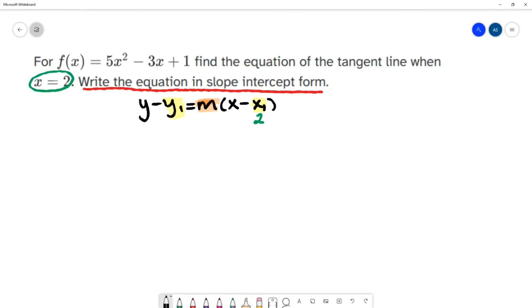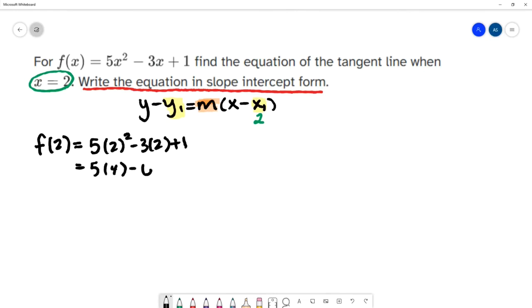But we can easily get the y value by substituting 2 into our function. That would be 5 times 2 squared minus 3 times 2 plus 1. That's 5 times 4 minus 6 plus 1. 20 minus 5 would be 15. So we know that this 15 is what we substitute into the y1.